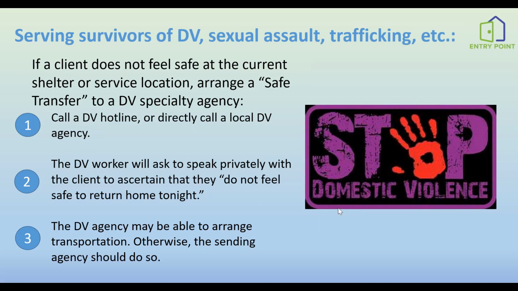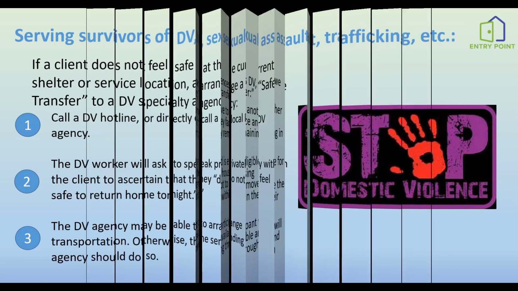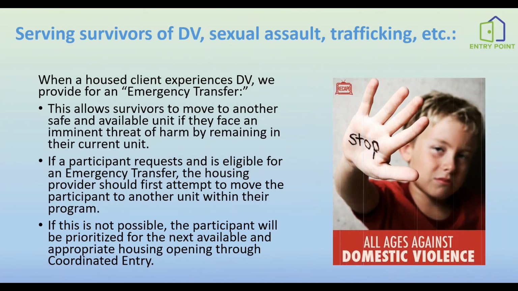If you're not sure how to do that, talk to folks at your agency about how your agency fulfills this safe transfer mandate. Now, if you're working for a housing agency and you're working with people who are already housed in your program and they experience domestic violence or sexual assault, then there is a provision for emergency transfer for them. This means that survivors can move to another safe and available unit within your program if they face imminent threat of harm by remaining in their current unit.